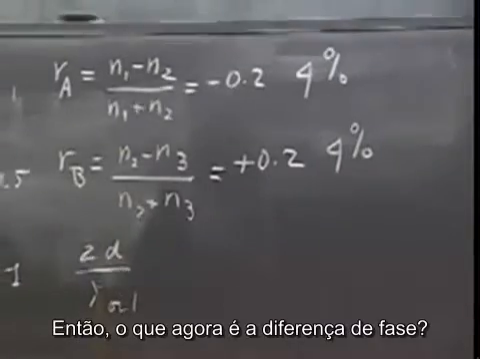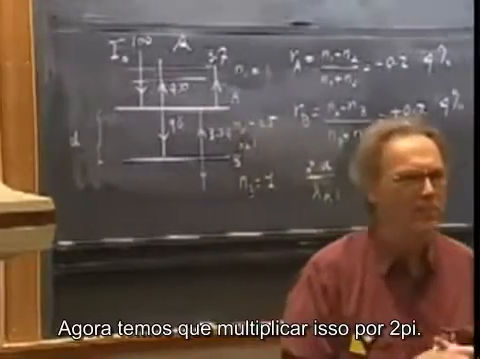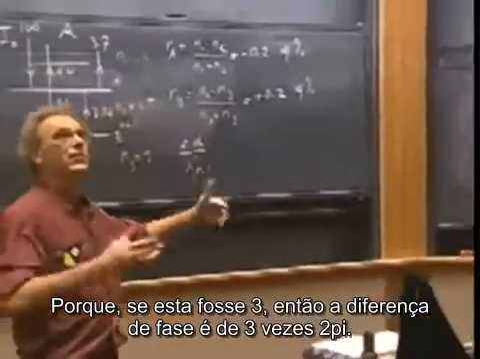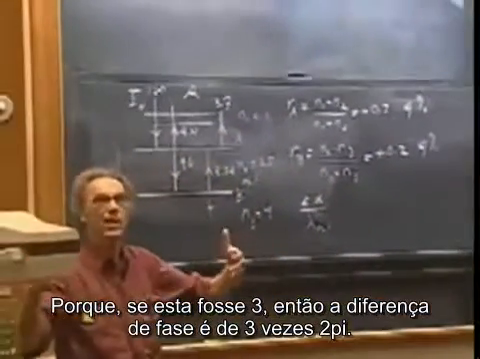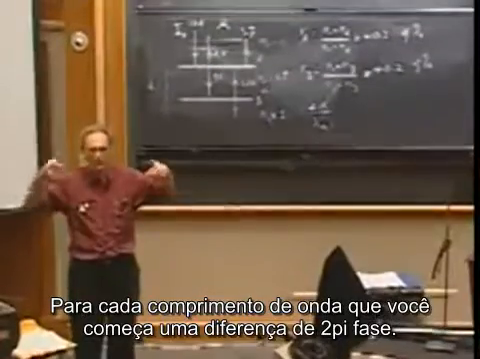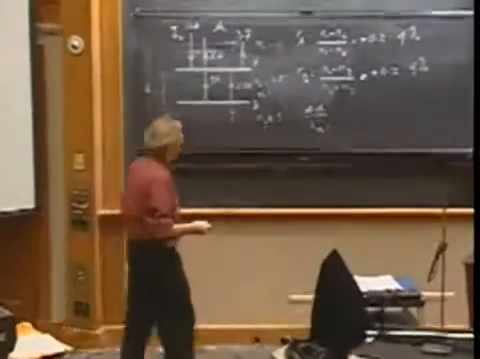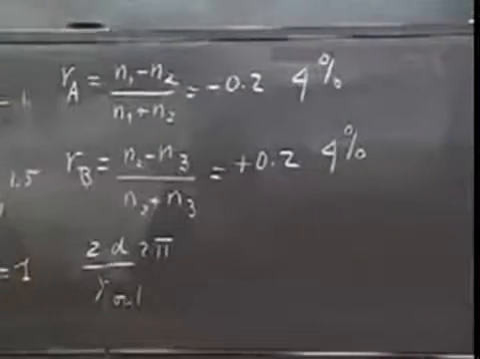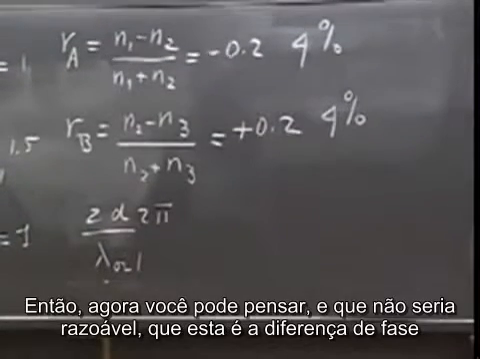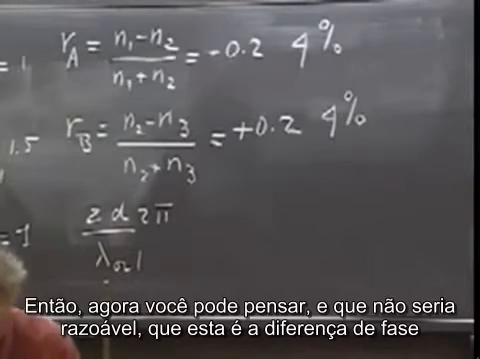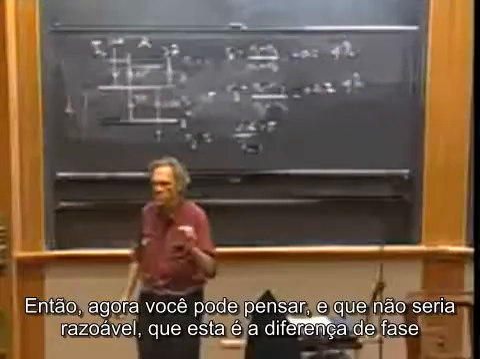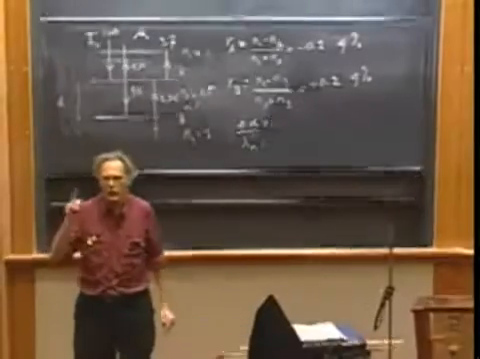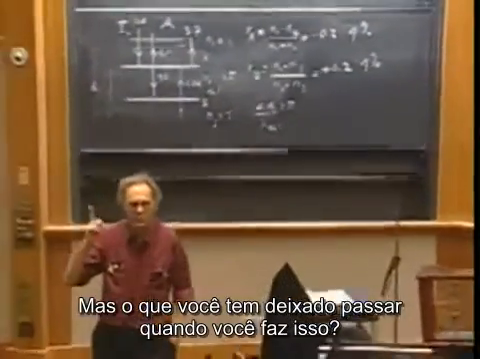So what now is the phase difference? Now we have to multiply this by 2 pi. Because if this were 3, then the phase difference is 3 times 2 pi. For each wavelength, you get a phase difference 2 pi. So now you have to multiply this by 2 pi. So now you may think, and that would not be unreasonable, that this is the phase difference between this radiation and this radiation. But what have you overlooked when you do that?